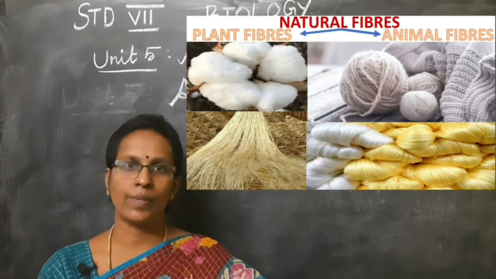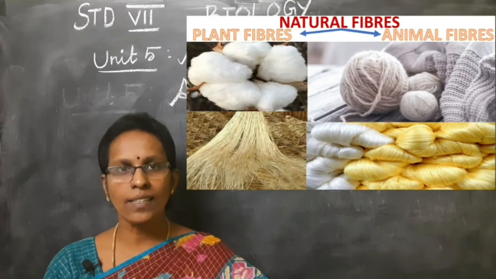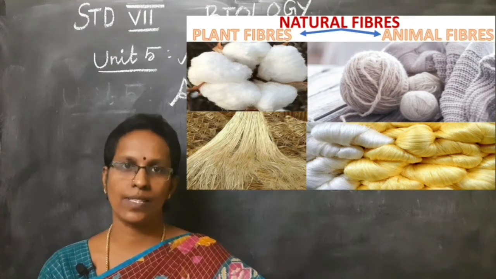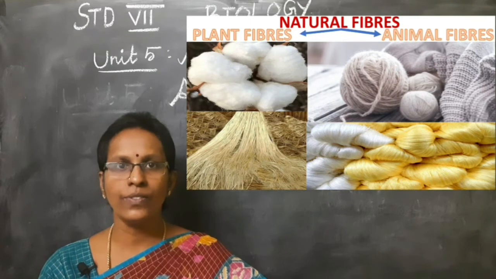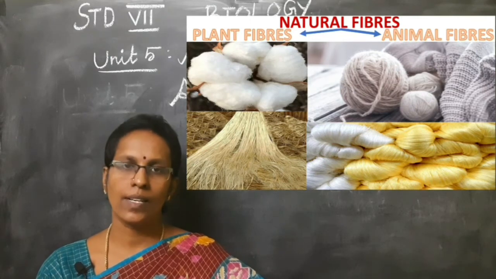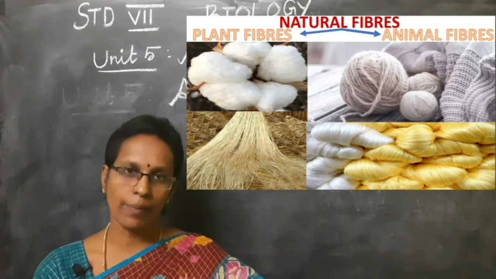Some fabric fibers such as cotton, jute and silk are natural fibers. Cotton and jute are examples of plant fibers. Silk and wool are examples of animal fibers. Animal hair is of great demand.